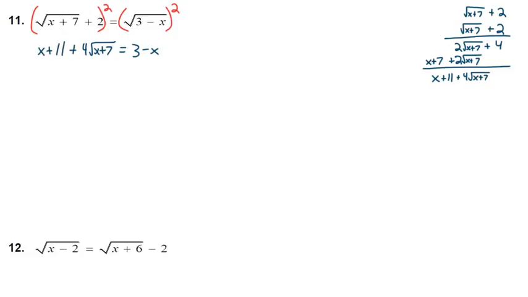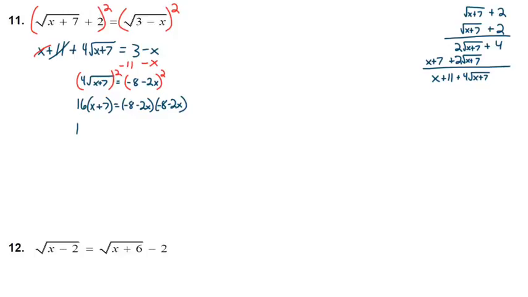So what I'm going to do is get that radical alone and try it again. So that's 4 times the square root of x plus 7 equals negative 8 minus 2x. Now, you could divide by 4 if you want, but 2 is not divisible by 4, and I don't feel like dealing with fractions, so I'm going to go ahead and square both sides. So on the left-hand side, we are going to get 16 times x plus 7. On the right-hand side, remember that's negative 8 minus 2x times negative 8 minus 2x.